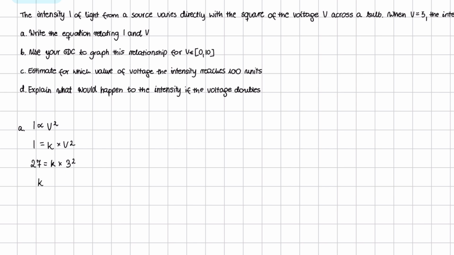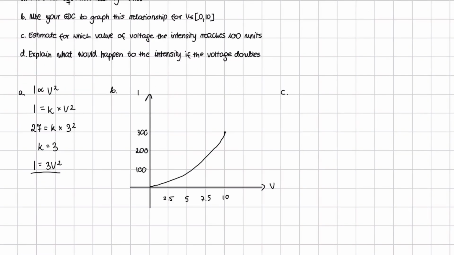However, our answer will be the same, so k is just 3. So our final equation is I equals 3v squared. In B, we have to use our GDC to graph this relationship for v from 0 to 10. So we have to type this equation into our GDC, then draw it, but we have to remember that only from 0 to 10. Your graph should be the same.